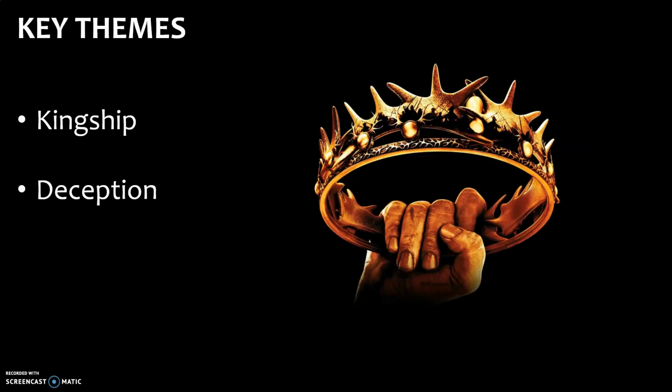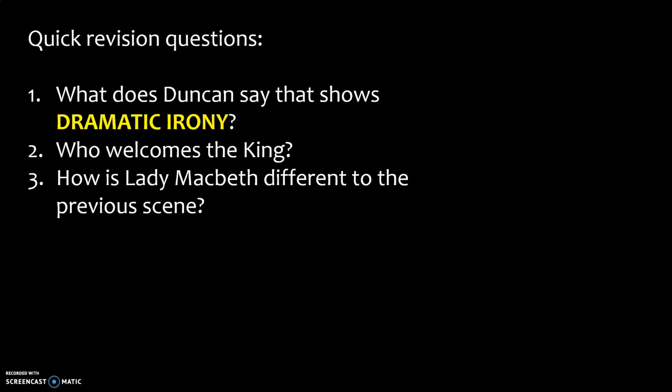Key themes there. So it's quite a short scene, but certainly kingship. Duncan shows all the qualities of being a king, the kindness and the honour he shows to his subjects. And then there's the theme of deception, where Lady Macbeth is saying one thing to him, but we know inside her mind what they're really planning to do. So quick revision questions then, just to run through and make sure you've got the scene sorted in your head. So you could pause this screen yourself and have a go at those questions.